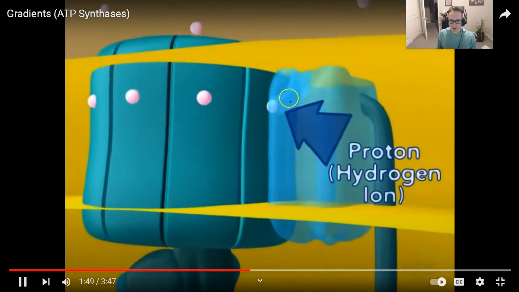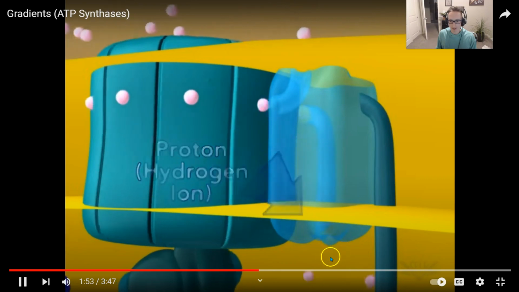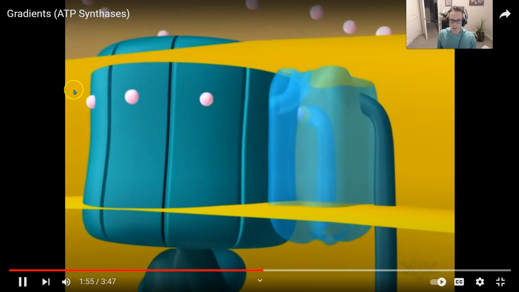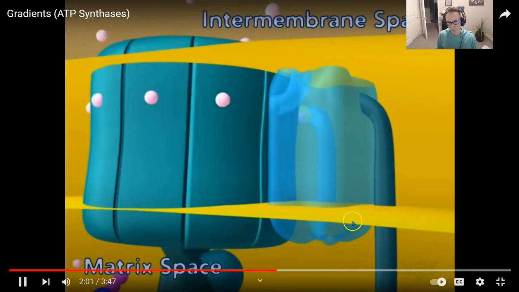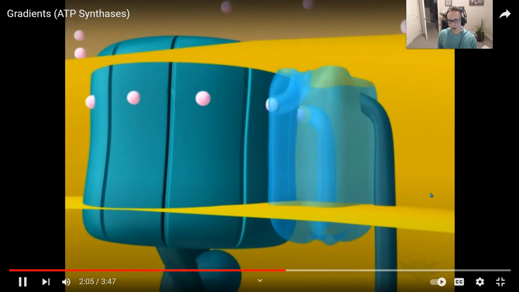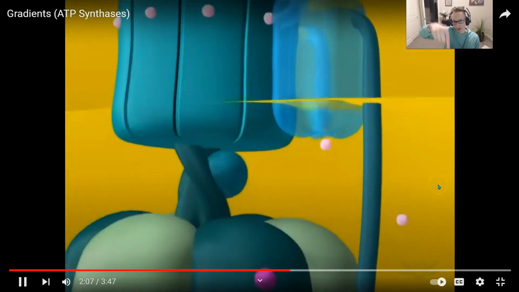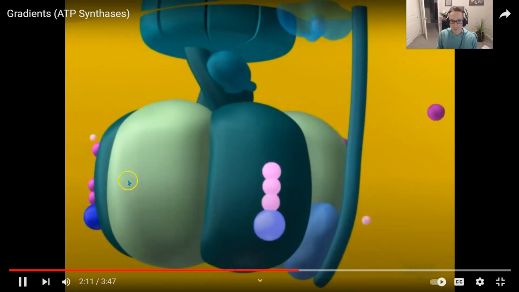Boom. Proton comes in, and it's going to spin this wheel. We got one leaving down there. Boom. So they're like riding this little merry-go-round. And they want to exit and get down here because of that concentration gradient difference. Boom. And so this is how the turbine is powered. And then there's a shaft that comes down here and moves these subunits.